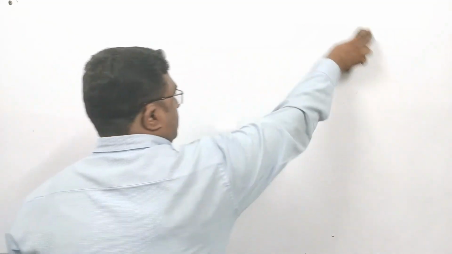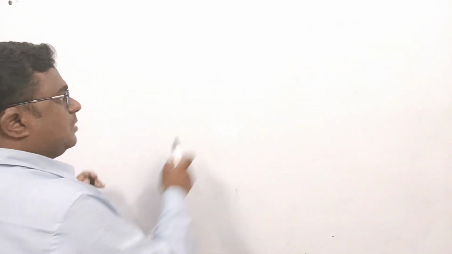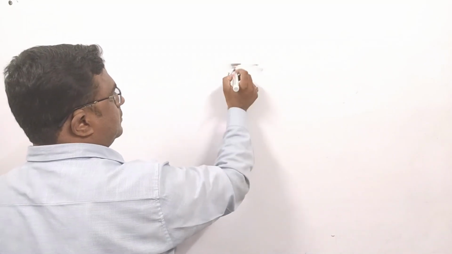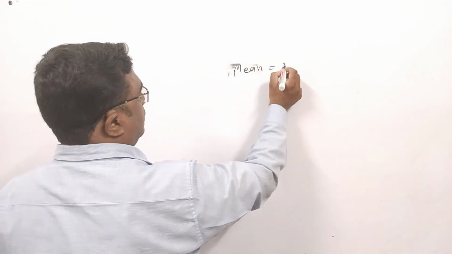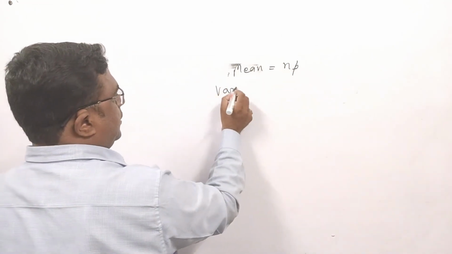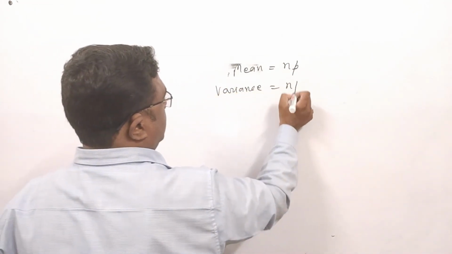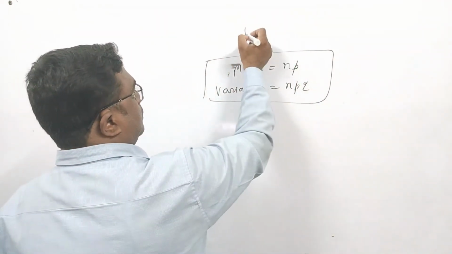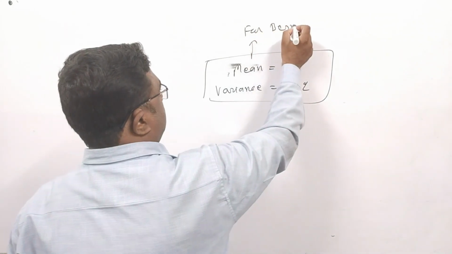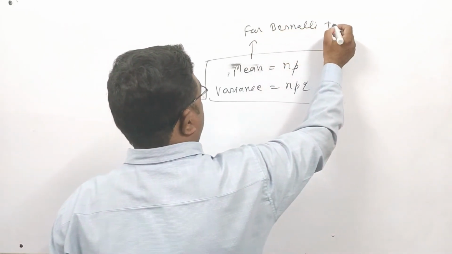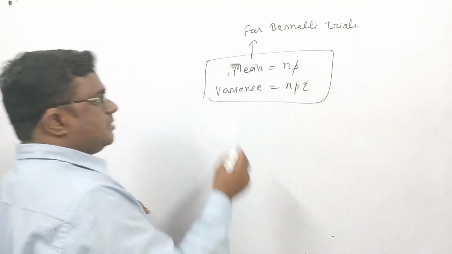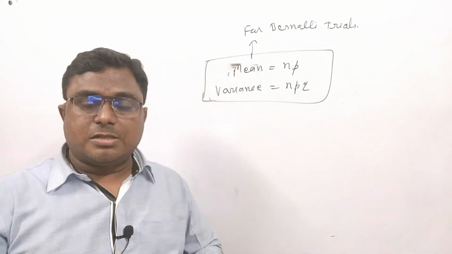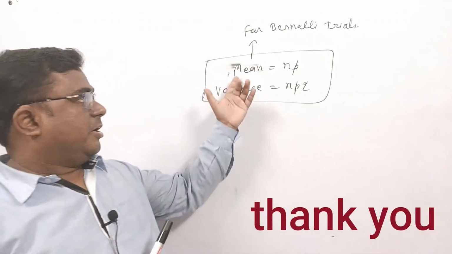Now last, mean and variance. If you want to find out the mean, then the formula of mean is np and the formula of variance is npq. But these two formulas work only when the trials are Bernoulli trials. If the trials are not Bernoulli trials, then these formulas cannot be applied. If trials are Bernoulli trials, then you can apply these formulas for finding mean and variance.